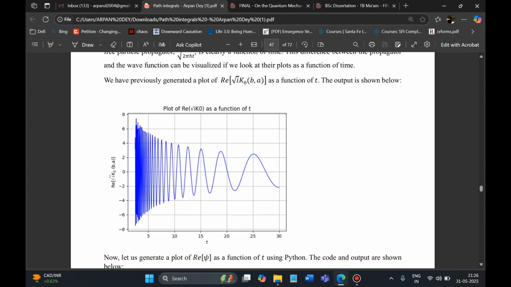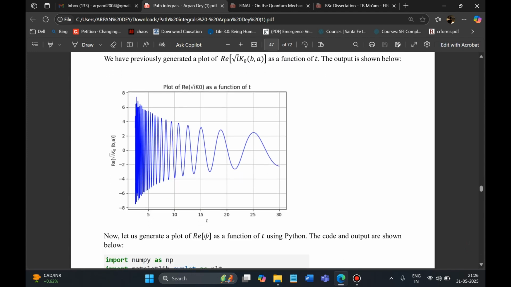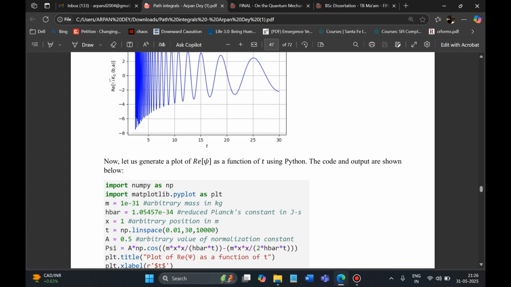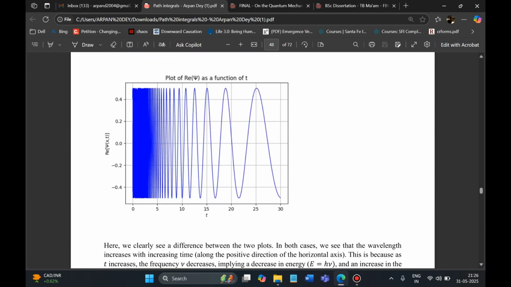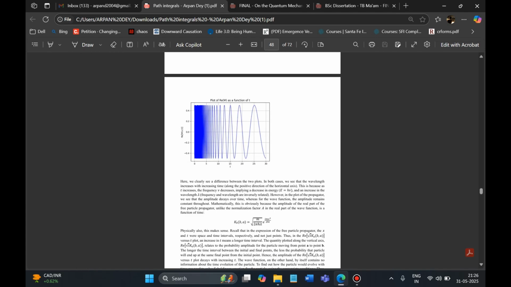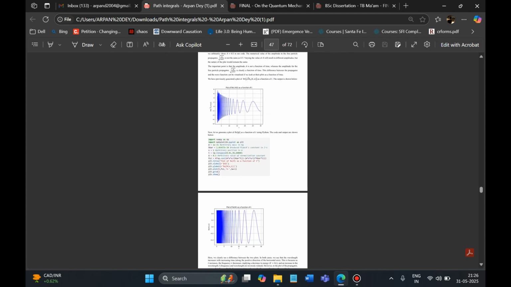Okay, but now if we plot as a function of time, we have already seen the plot of the real part of the free particle propagator as a function of time. But now let's generate a plot of the real part of the wave function as a function of time, and now we get this kind of plot. Here we see that there is a good difference between the two plots. You see, in both the plots, with an increasing value of time, the wavelength is increasing, which makes sense because more time means less frequency, which means less energy, which means more wavelength, because energy and wavelength are inversely related, of course. So that makes sense.